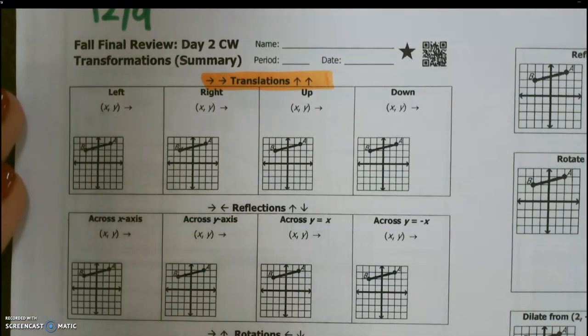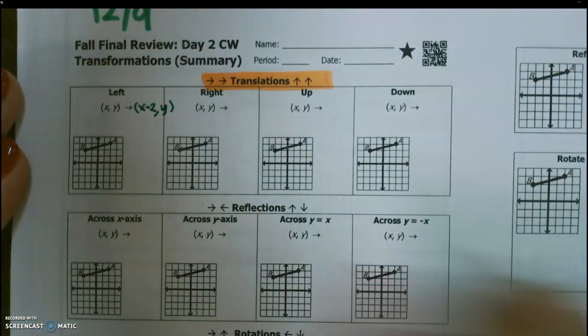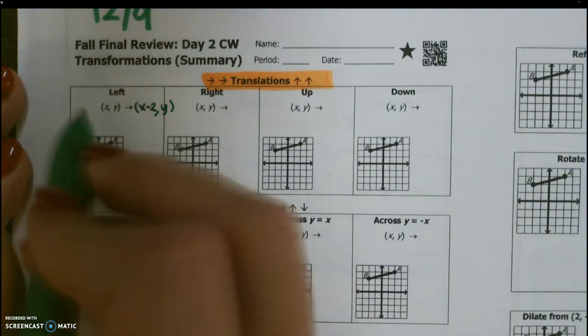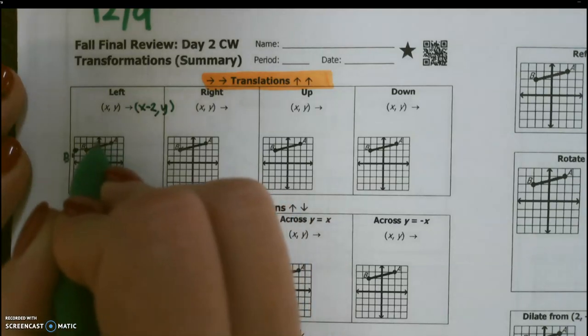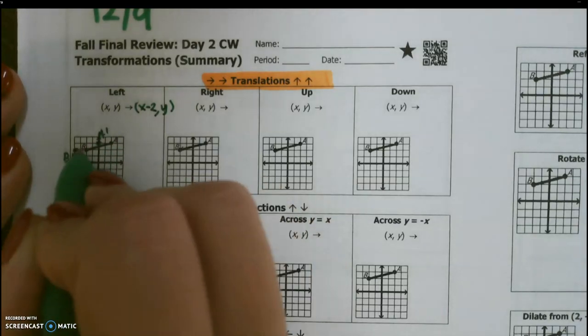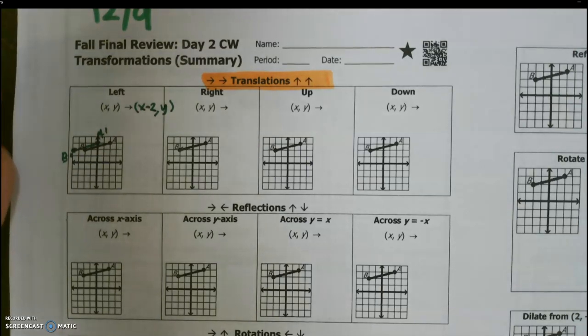So if we have that we're going left 2 units, we're going to be subtracting 2 from x, and y would stay the same. So I'm going to move b 2 units to the left, calling it b prime. I'll move a 2 units to the left, calling it a prime, and then making our connection.